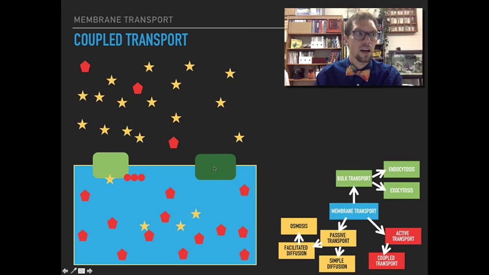Now, this is coupled to your traditional ATP or traditional active transport proteins, in that you would have this transporter here that would be moving it against its gradient using the ATP with it. So that would be how coupled transport works.